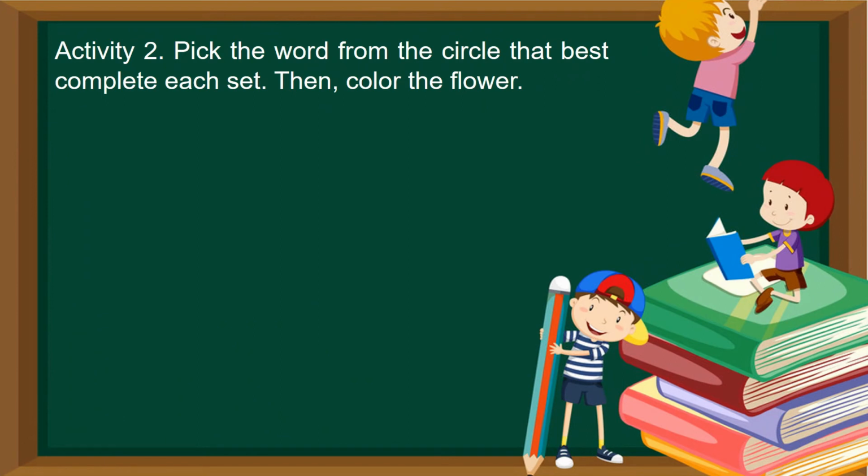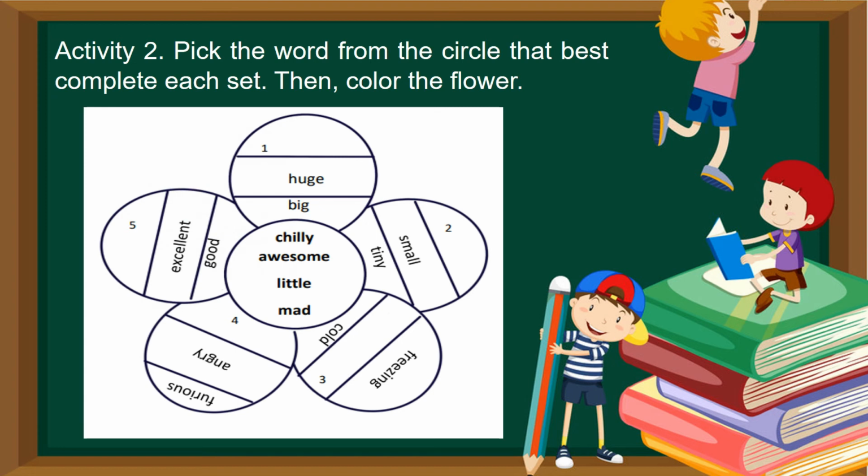For Activity 2, pick the word from the circle that best completes each set. Then, color the flower. Number 1, huge, big. Number 2, small, tiny. Number 3, freezing, cold. Number 4, angry, furious. Number 5, excellent, good. And the choices are chilly, awesome, little, mud.